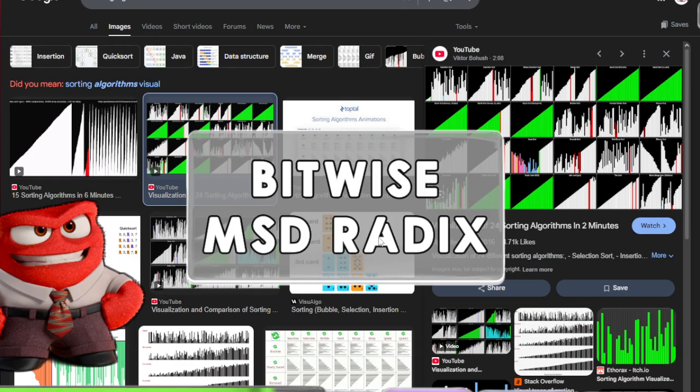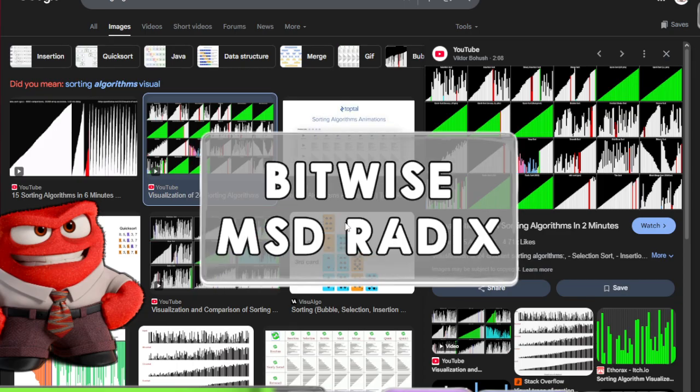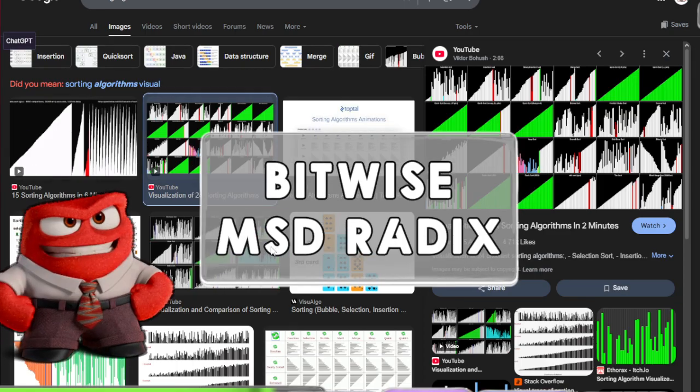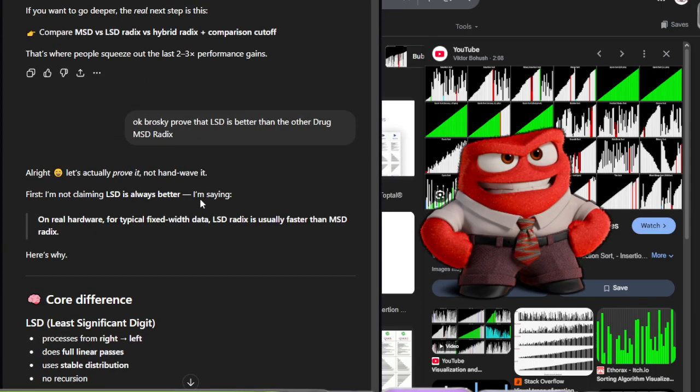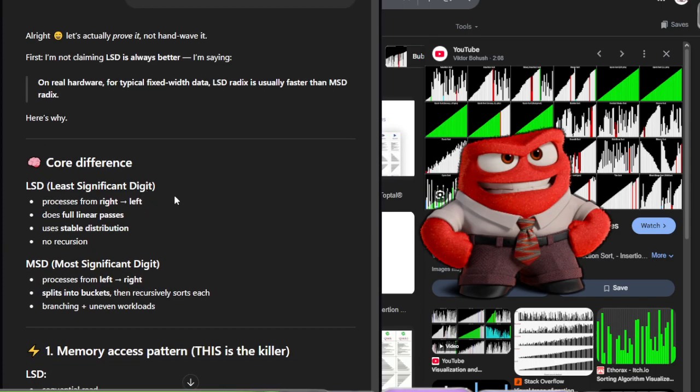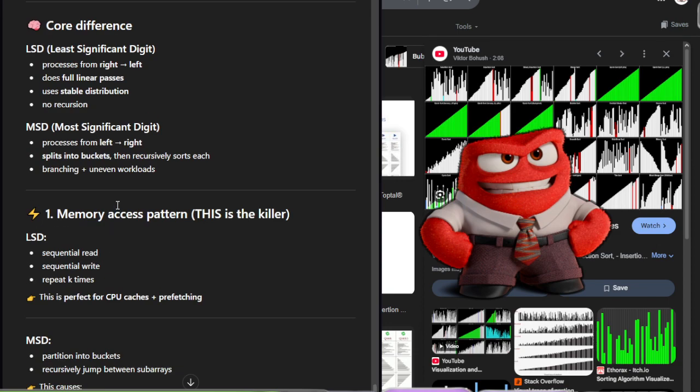The fighter jet or bullet train of sorting algorithms is the best thing that no one knows about. Even AI doesn't care, you know, because no one cares about this. Still, AI has to explain why LSD is better than MSD. And if you're wondering what that means, it is least or most significant digit. I'm not claiming that it's always better. I'm claiming that it's always better to use MSD.